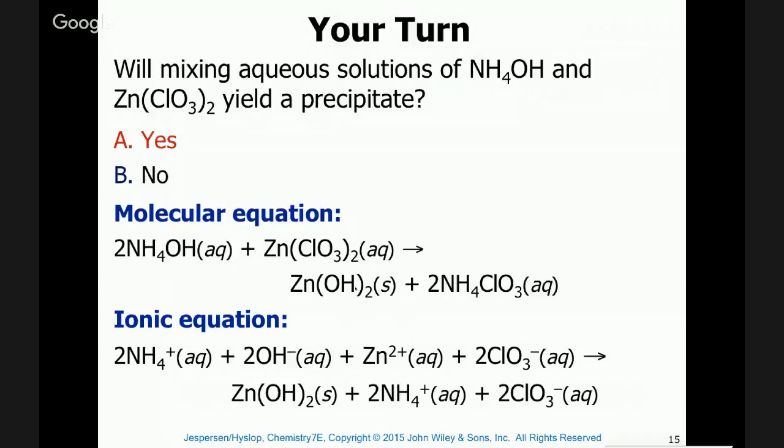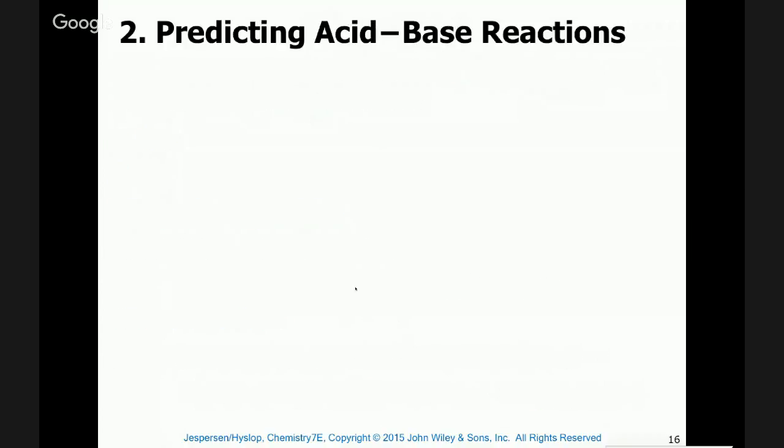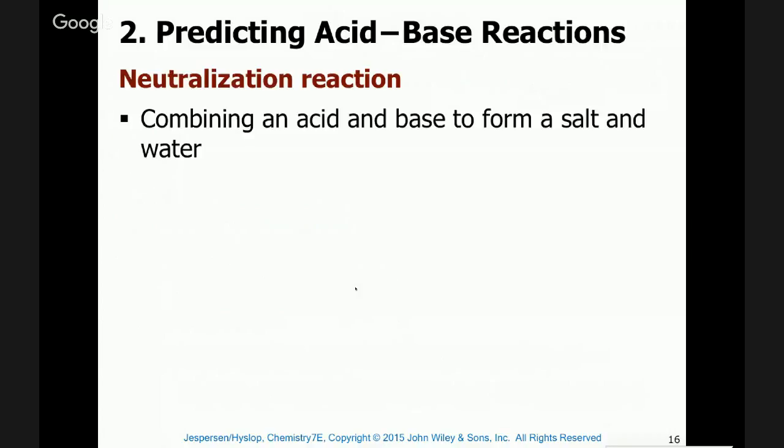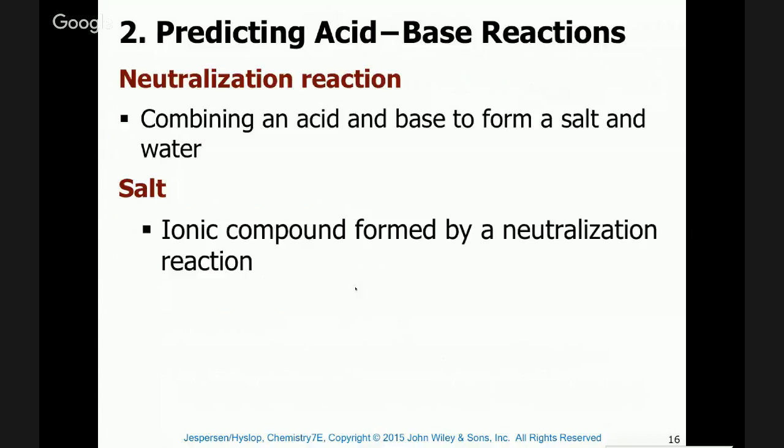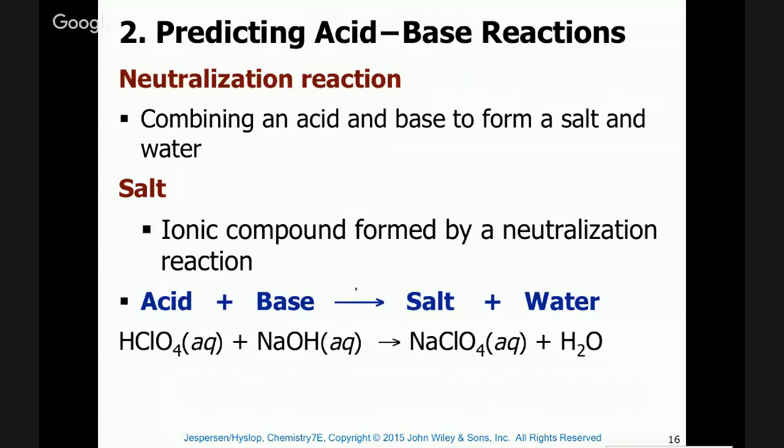Okay. All right, so let's look at what cancels out there. So now we need to predict acid-base reactions. These are neutralization reactions, combining an acid and a base to form a salt and water. An ionic compound formed by a neutralization reaction is a salt. So you have an acid and a base forming your salt and water. So if we had these two, this acid and this base combining together, we would have our salt and water.